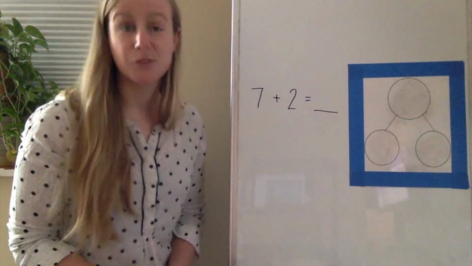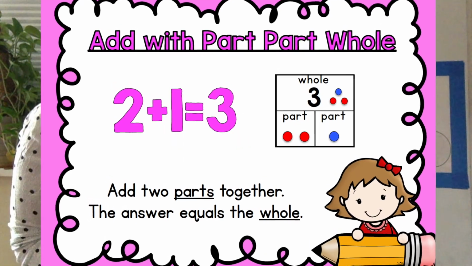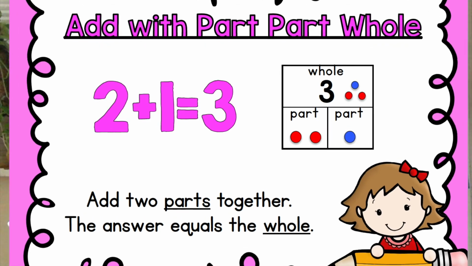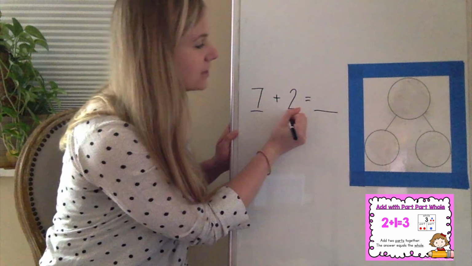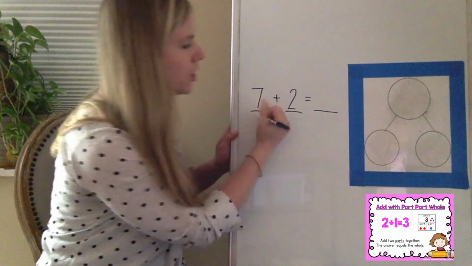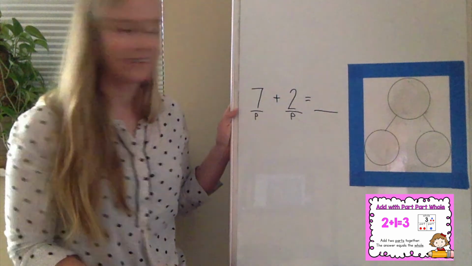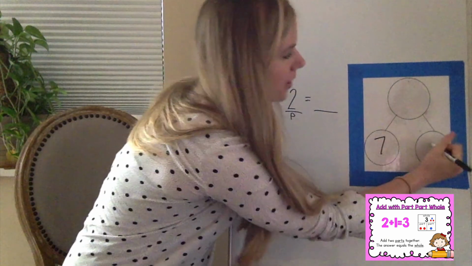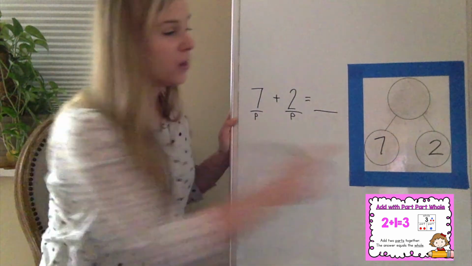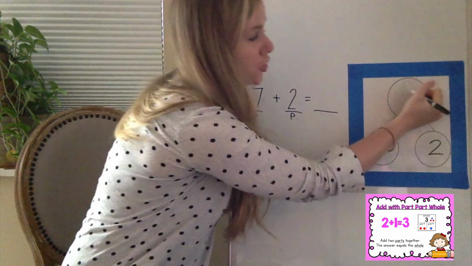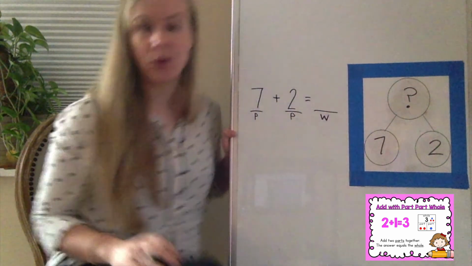I like to use both strategies when I'm adding. First, I think add with part, whole. That means add 2 parts together. The answer equals the whole. I see that Gus the Plus is between 7 and 2, so I know those are my 2 parts that Gus the Plus is putting together. I put them in the parts in my number bond. Now I have to try and figure out what I get when I add these 2 parts together. That's the whole, and that's the answer to my equation.